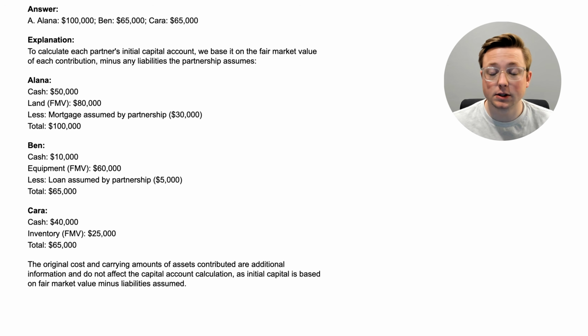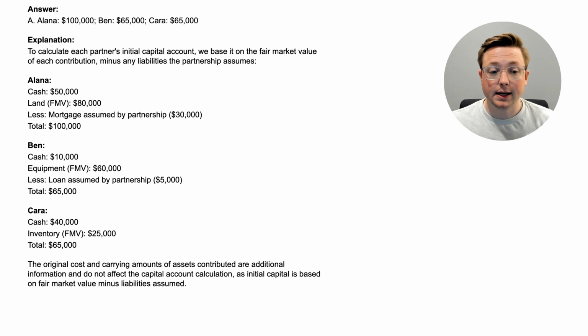But you also subtract any liabilities that are assumed by the partnership, that the partner is not going to be responsible for anymore. So, as a way of making sure they're not getting too many benefits, with the land still being recorded at the full fair market value, you subtract the mortgage from the total. So $50,000 plus $80,000 less the $30,000 mortgage gets to $100,000 for Elena's initial capital account.